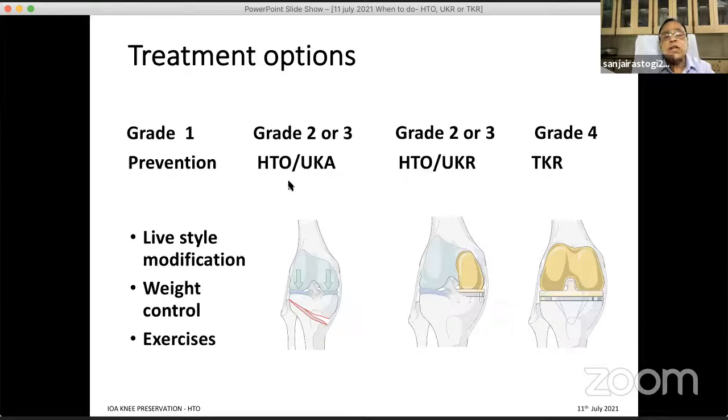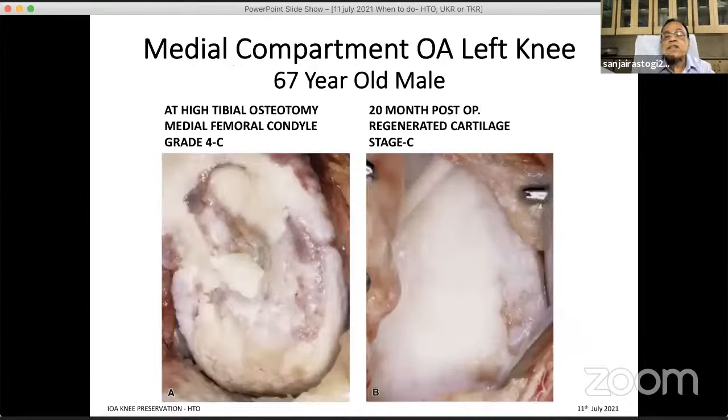Grade 2 and grade 3 would require HTO or UKA, but it will depend on the relative choice and age of the patient, which we'll discuss later. But when the osteoarthritis is tri-compartmental, the patient would need a TKR. The credit for all this preservation of knee goes to the late Dr. Cucino, who had demonstrated regeneration of the cartilage.